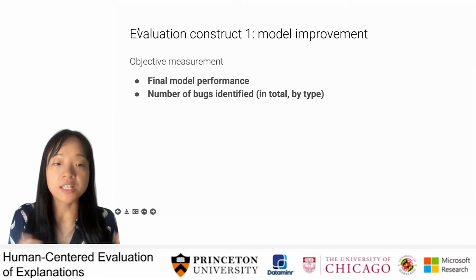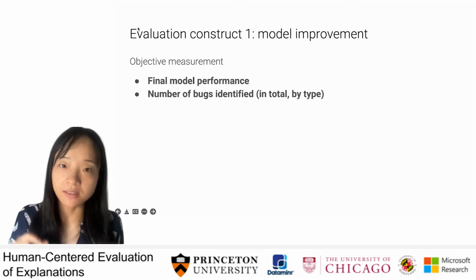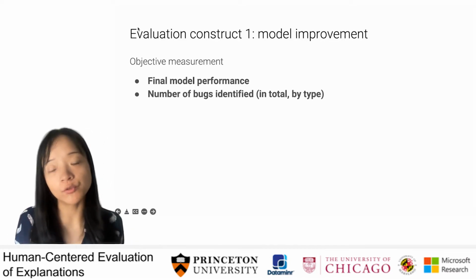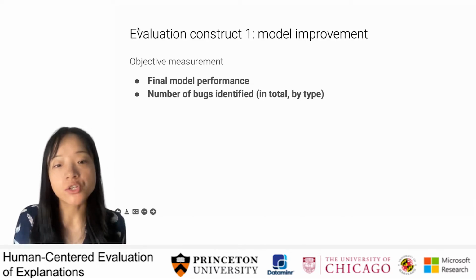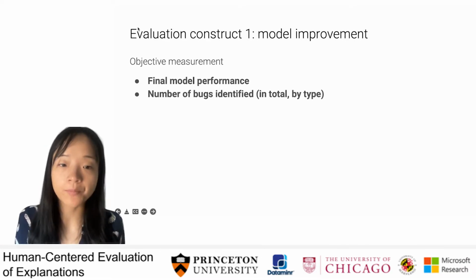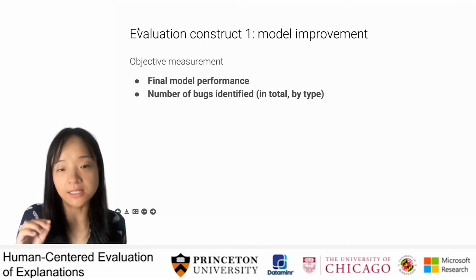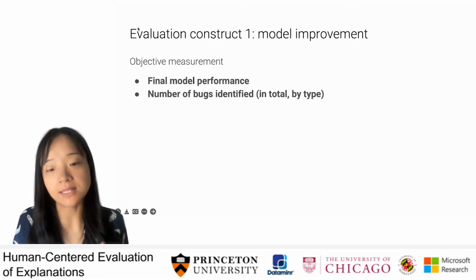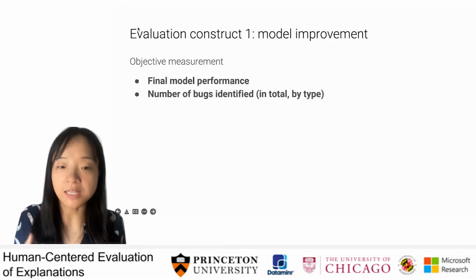For use case specific outcomes, you will be interested in the outcome of model debugging, that is, the model improvement from debugging. It is straightforward to measure the final model performance and compare that between the conditions using different explanations. You might also want to zoom in on the debugging process and examine the number of bugs identified by participants and the number for different types of bugs.